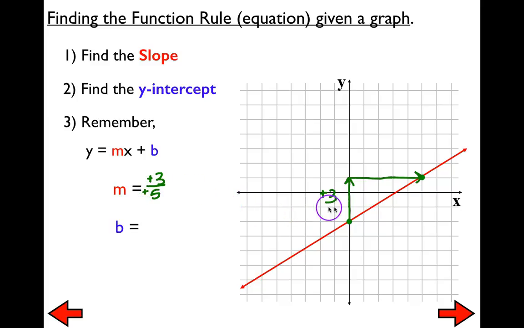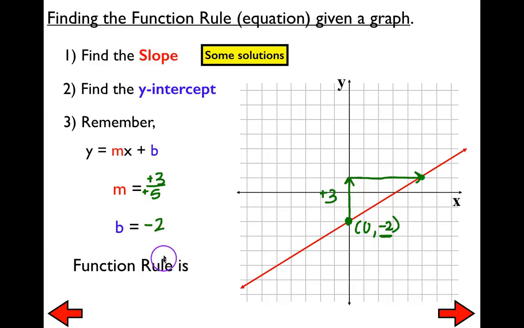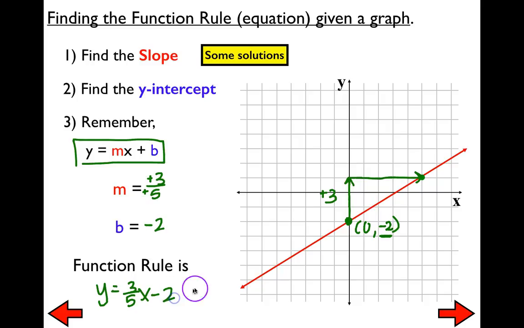But what about my y-intercept? Well, the y-intercept occurs right here, which is (0, -2). So I would say b is -2. So what's my function rule? All I'm going to have to do is put this together into slope-intercept form. So my equation would be y equals 3/5 x minus 2.